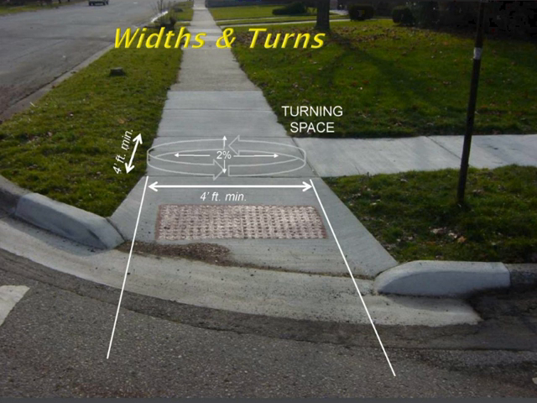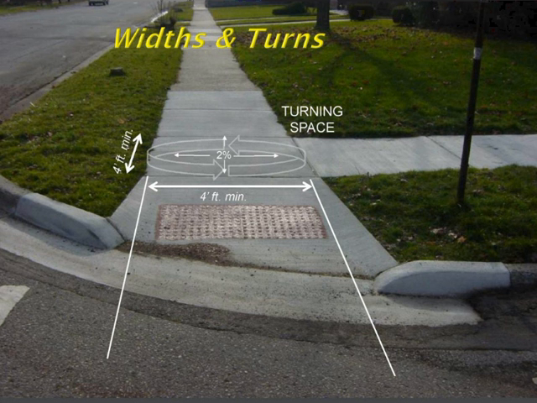Widths and turns. The minimum width of a sidewalk ramp is 4 feet. In Michigan, we go with 5 feet as our standard, because with 5 feet you can fit 2 wheelchairs side by side. There's also another requirement for sidewalks: if your sidewalk is not at least 5 feet, then you're going to have a 5 by 5 passing space every 200 feet.